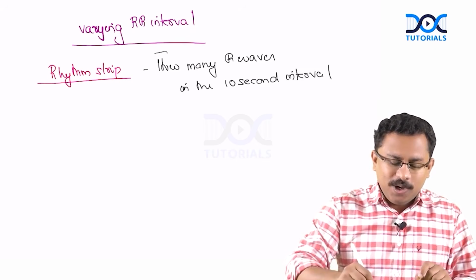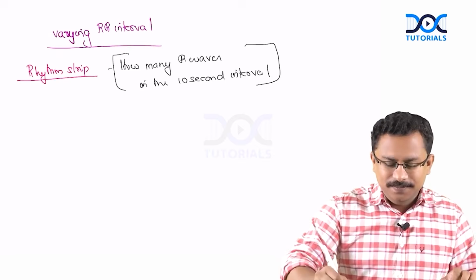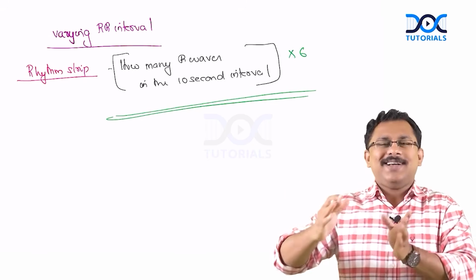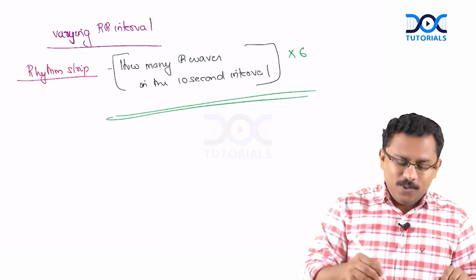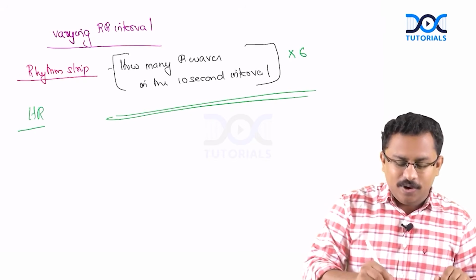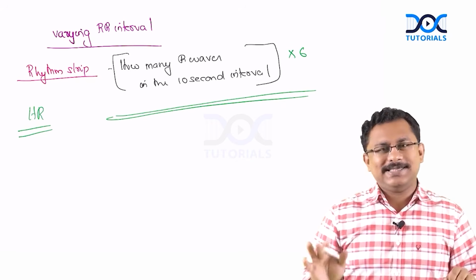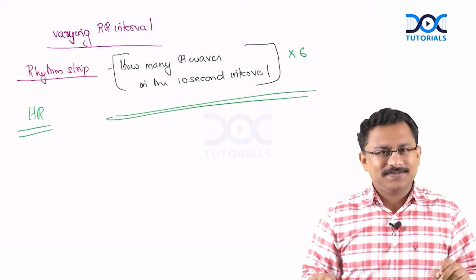Now, once you have found out how many R waves are there in the 10-second interval, you multiply it by 6 because you have got to take 1 minute. That will help you find out the heart rate in conditions like atrial fibrillation from the ECG. So I hope heart rate assessment is clear.